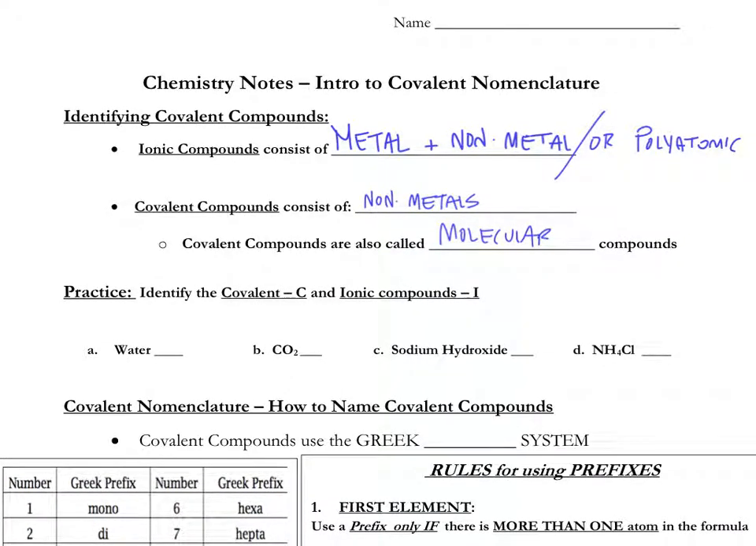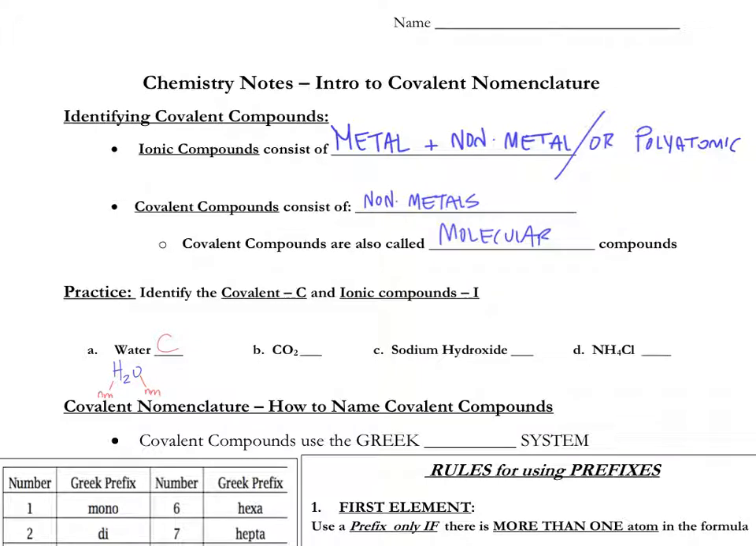Water is composed of hydrogen and oxygen. All right. So when you look at your periodic table, you'll notice that hydrogen is a nonmetal and oxygen is a nonmetal. So two or more nonmetals bonded together, that makes a covalent compound.